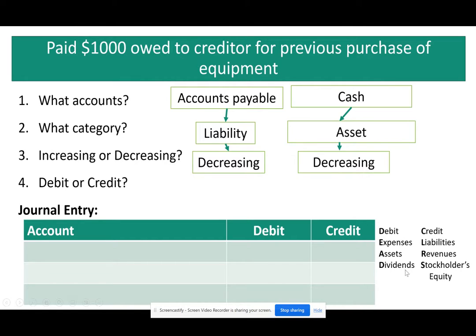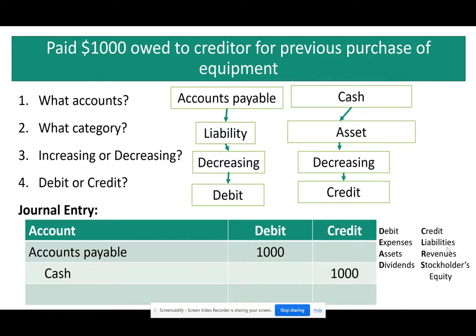So when I look at my DEAD CLOCC, the DEAD CLOCC tells you what you do if the account is increasing. Okay, however, if my asset increases with a debit, it decreases with a credit. If my liability increases with a credit, it decreases with a debit. So we're going to debit accounts payable and credit cash. We're reducing both our liability and our asset.